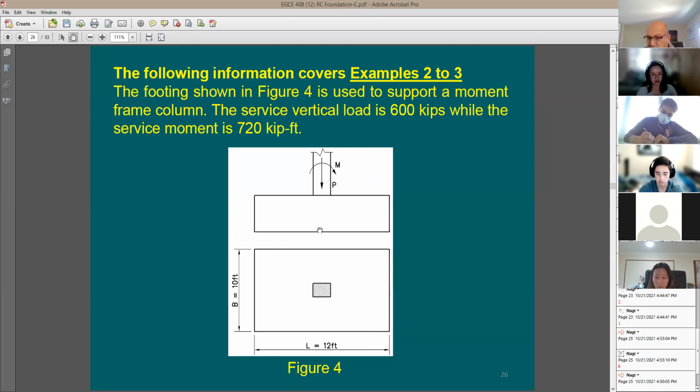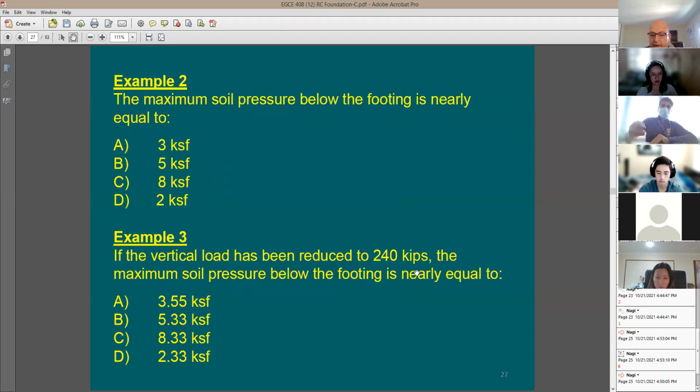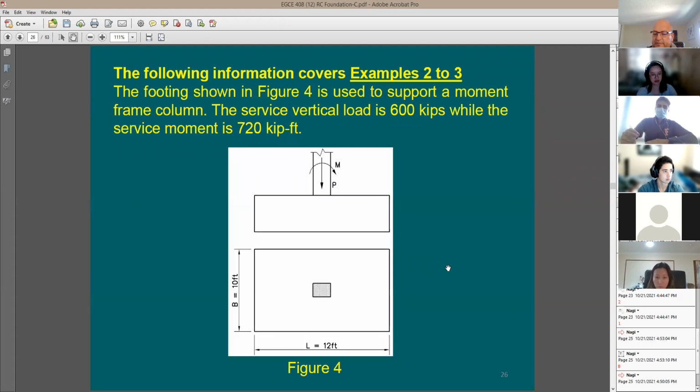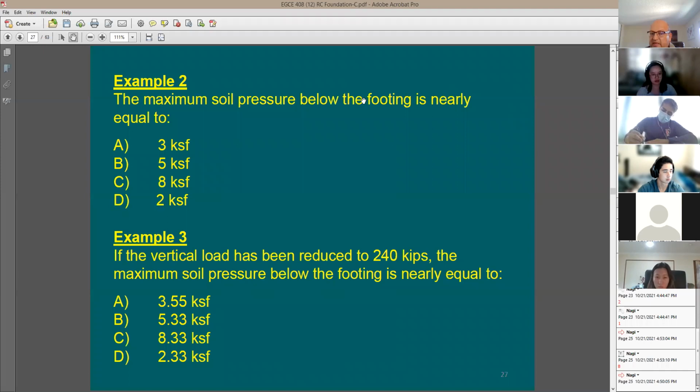Why? Because the moment is going to be applied this way, right? So this is going to be the depth of the cross-section area, or contact area, between the soil and the foundation. We are asked about the maximum soil pressure below the footing, which means it's going to be on one side. And then example 3 is going to be a challenge when you reduce the vertical load and see what happens. So let's do the first example, which means this one, the maximum soil pressure.